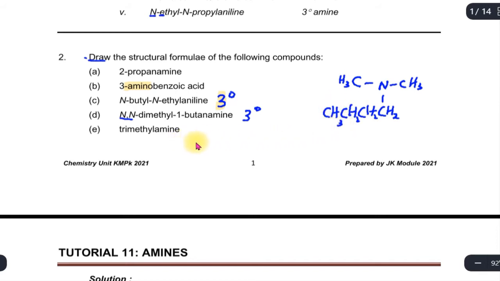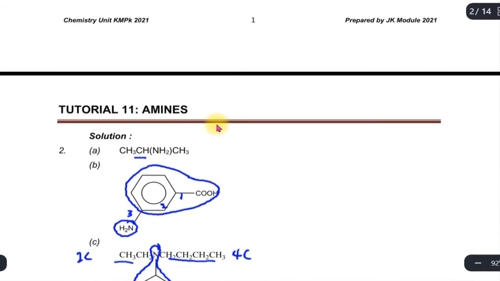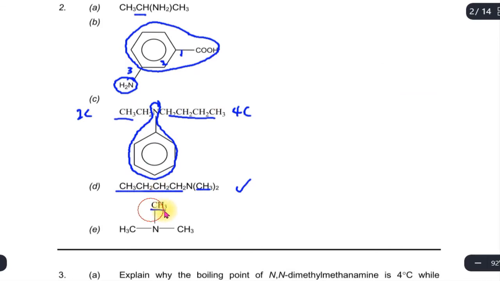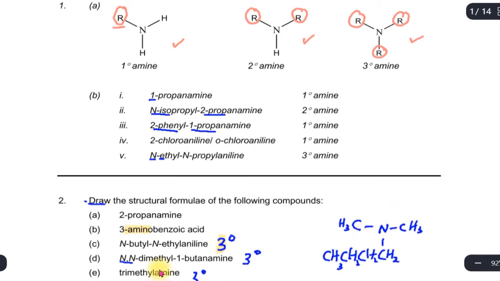Now try trimethylamine. Actually, this one is also a tertiary amine. In this case, this one is also a tertiary amine. So like this, trimethyl. Straight away trimethylamine.